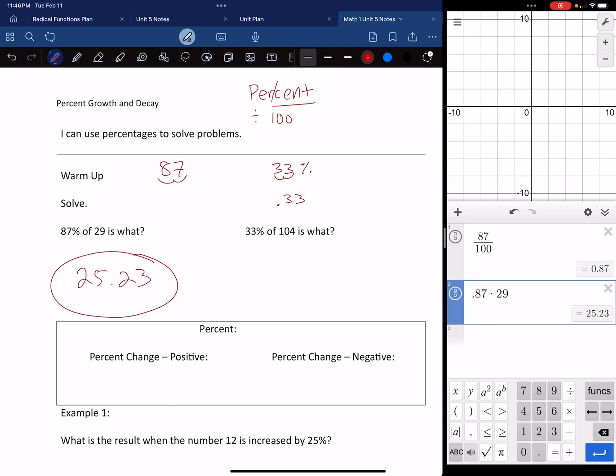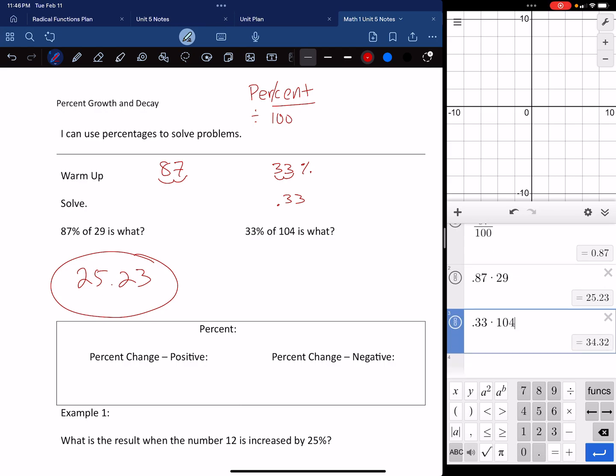Do not round it. We're trying to find 33% of 104. We're just going to multiply those together. We're going to get 34.32. Okay. There's your 2 warm-up questions.